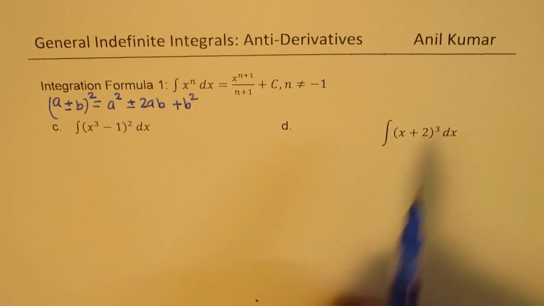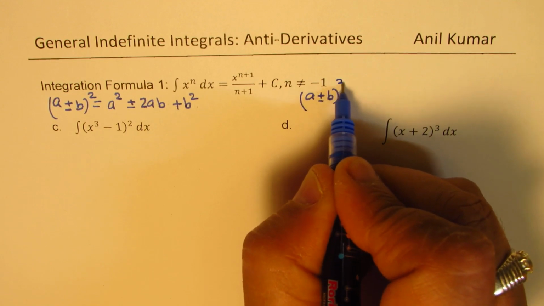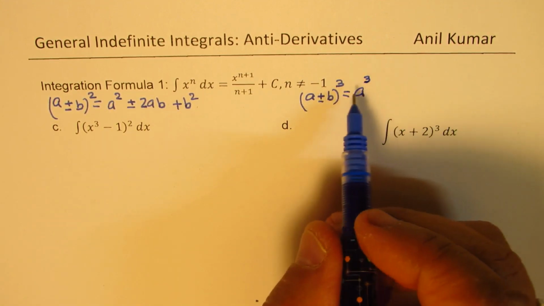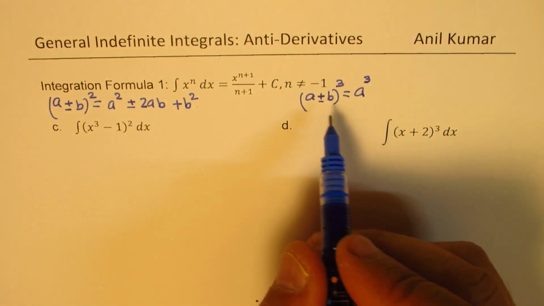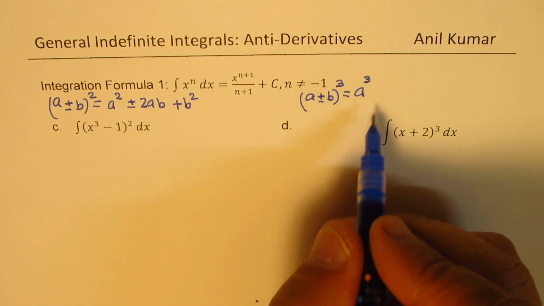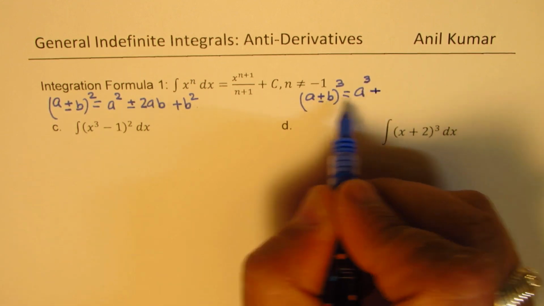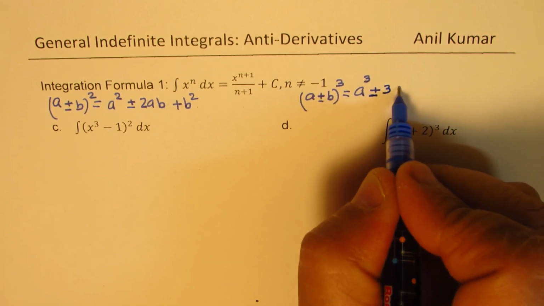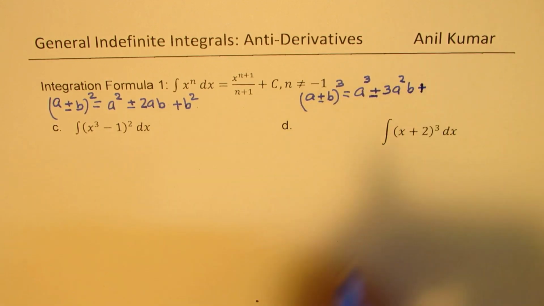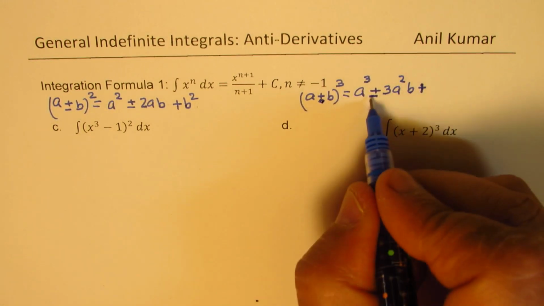Now here we are using the formula for the cube. If I have (a plus or minus b) whole cube, then it could be written as a cube, and now plus and minus. When it is positive, all terms are positive. So I should actually write it separately. Okay, so we'll write for plus first.